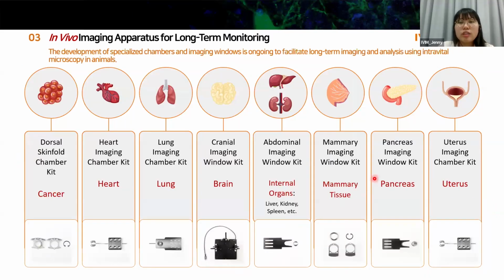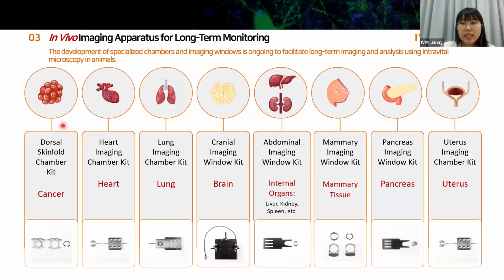Furthermore, IVIM Technologies' Intravital Microscope is designed not only for short-term, but also for long-term imaging, ensuring stability throughout extended experiments. To support this, we provide a wide range of customizable imaging windows and chambers that facilitate stable, long-duration imaging across various organs. These chambers also enable real-time pharmacokinetics and pharmacodynamic analysis by allowing direct visualization of drug movement and distribution within the body over time.